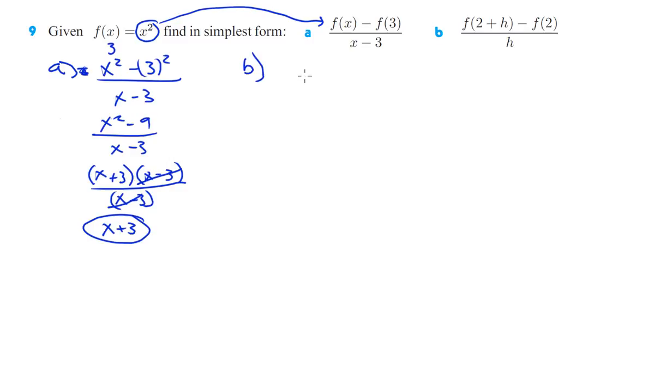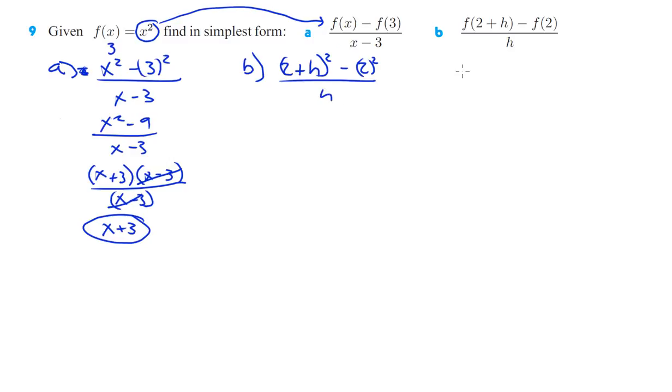Okay? B, f of 2 plus h. So now everything that's in front of the f function is now going to be squared. So that's going to be 2 plus h squared minus f of 2, squared is 4, or you know what, we can simplify that later, so minus 2 squared all over h.